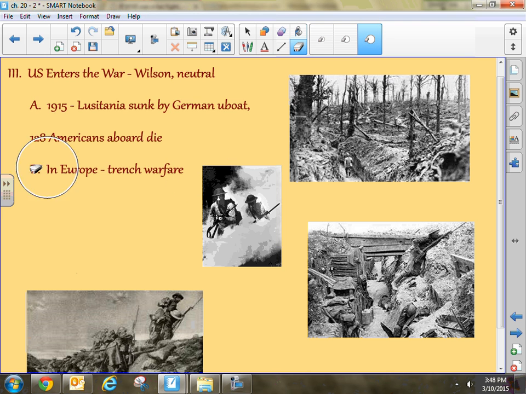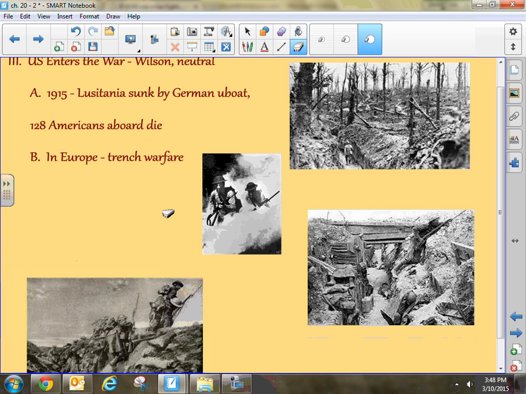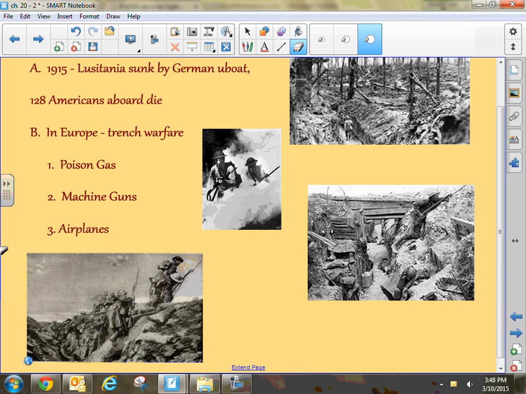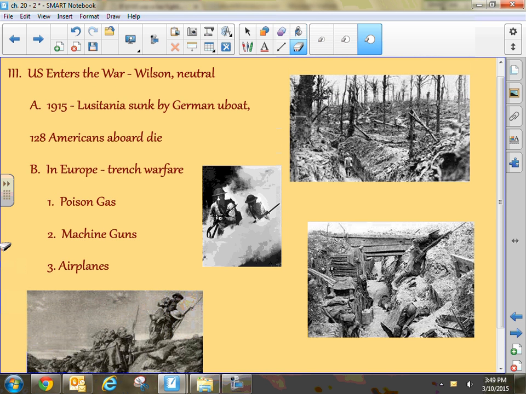At the same time, fighting goes on from 1914. This is where you have trench warfare. If you saw the movie War Horse, you saw some examples of that. Poison gas was first used in World War I. Machine guns and airplanes, all of those were part of the fighting in World War One.